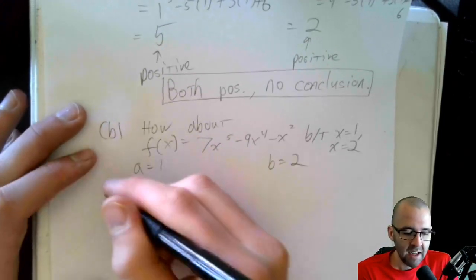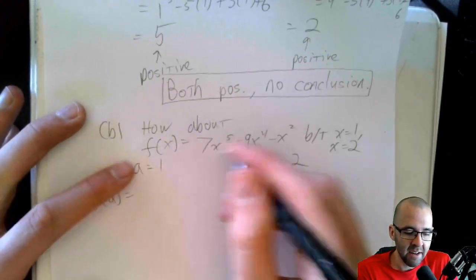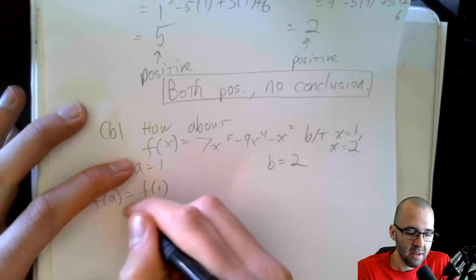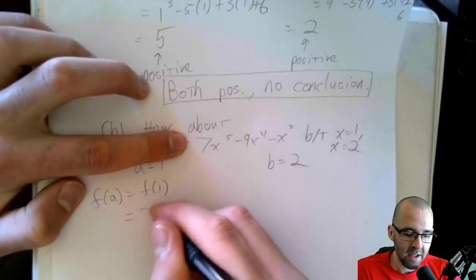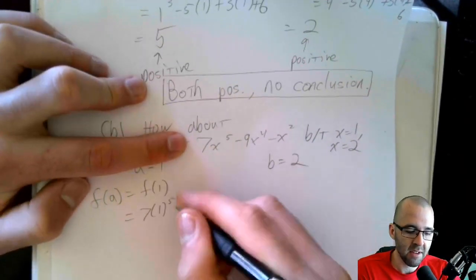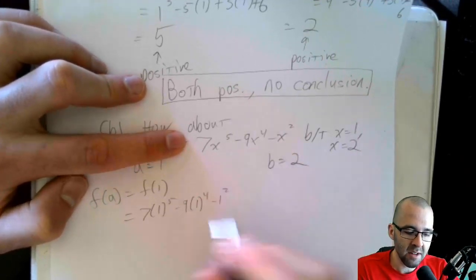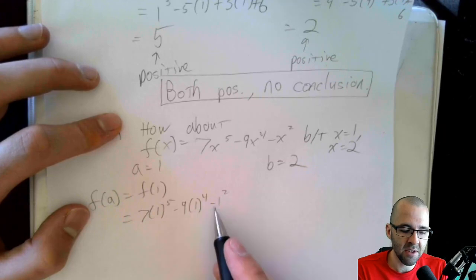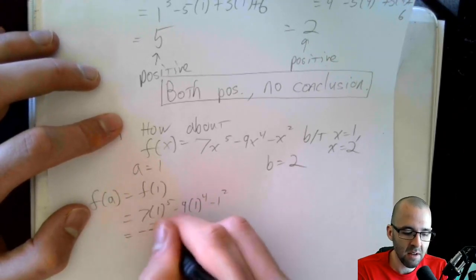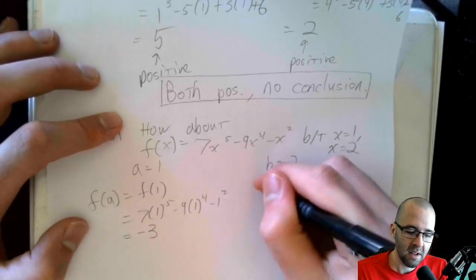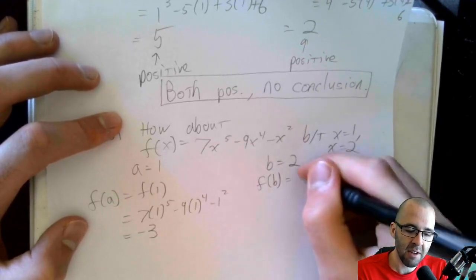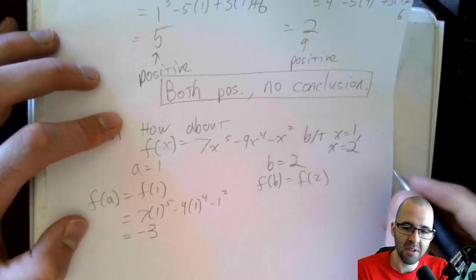So, f of a, we plug that in, right? That's just f of 1. Plug in 1. Get 7 times 1 to the 5th, minus 9 times 1 to the 4th, minus 1 squared. That's 7 minus 9 is -2, minus 1 is -3. f of b, that's just f of 2. b is 2, the same thing.